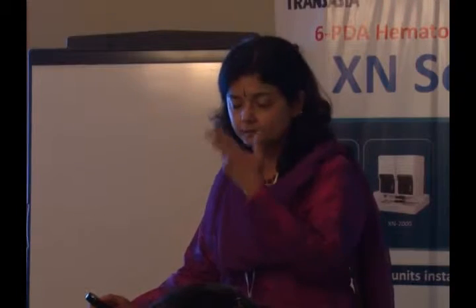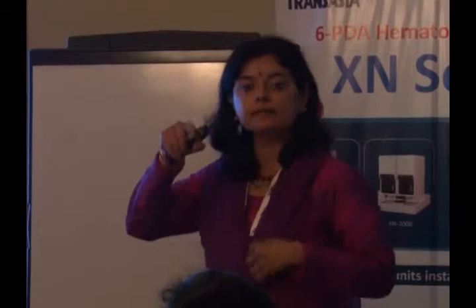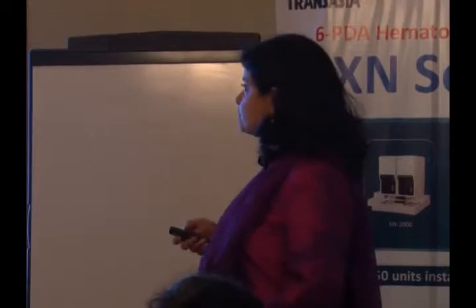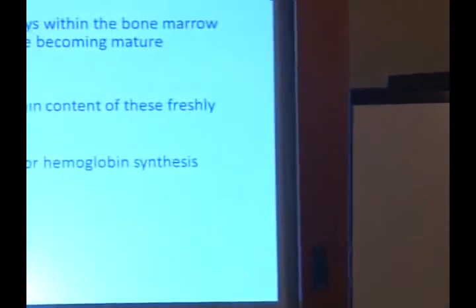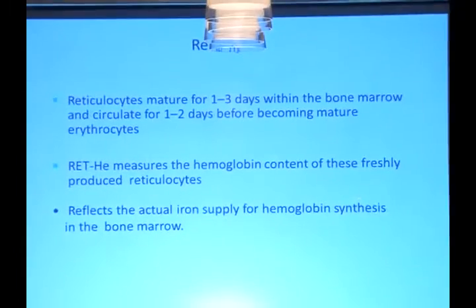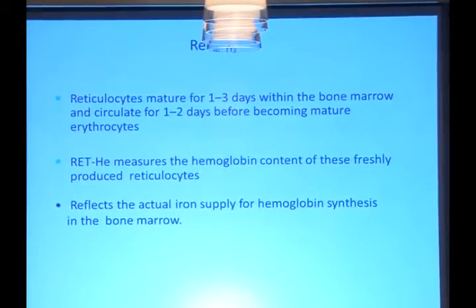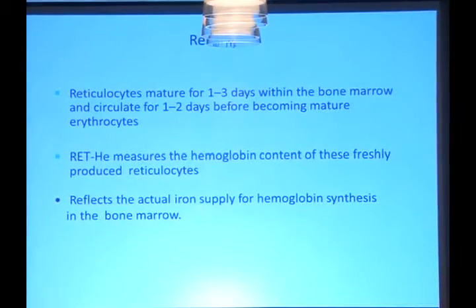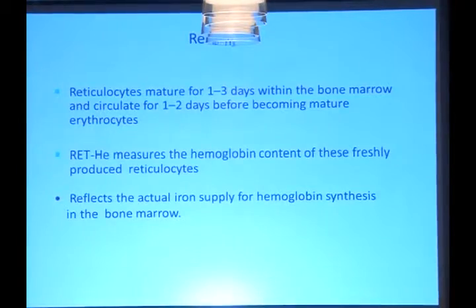So the hemoglobin that we measure in the blood is generally the RBC hemoglobin, right? But this channel gives you the hemoglobin in the reticulocyte, which is far more specific. The reticulocyte matures within the marrow earlier. So the red HE channel measures the hemoglobin content of the freshly produced reticulocyte and reflects the actual iron supply for hemoglobin synthesis.